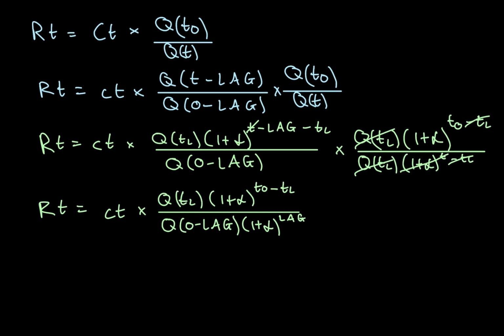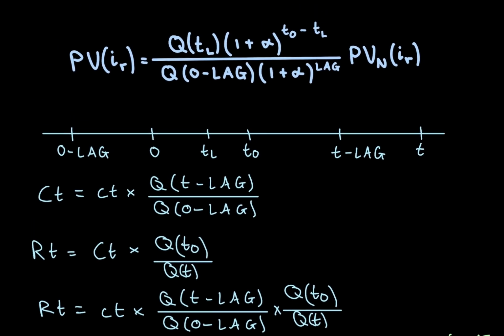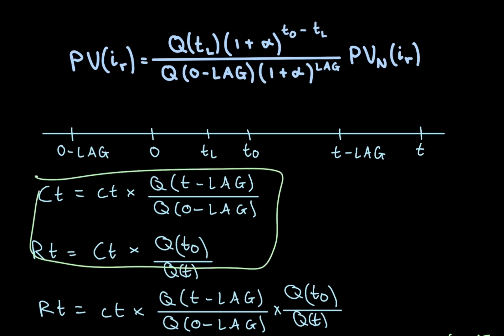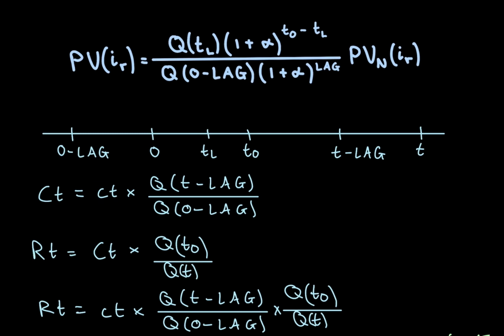All right, so why now does this make sense? Okay, so let me move back up to this timeline and this initial formula to explain this. So if you look at these formulas over here, in order to get from our nominal value to our real value, we move from naught minus lag all the way to t minus lag in terms of prices. And then we move from t to t naught, our issue date, in terms of prices.